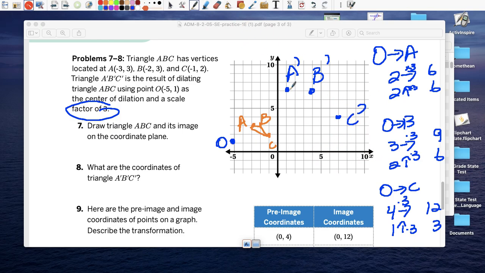So let's connect the dots and see if I get the same shape. Do I get the same shape? Yes, I do.